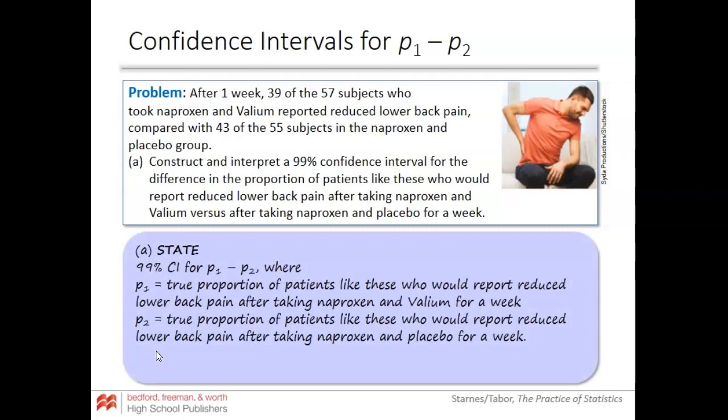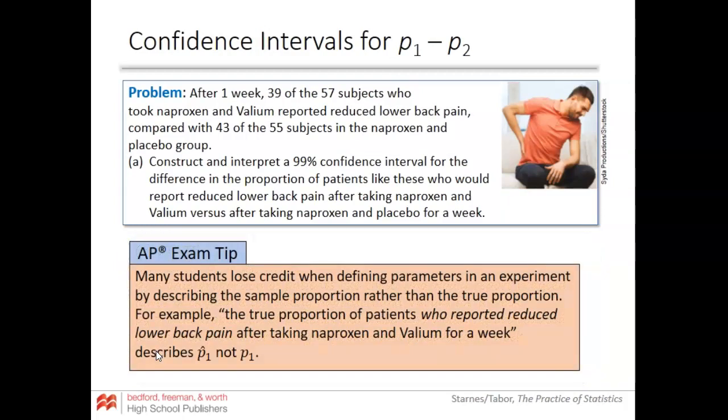So if we think about the state, we want to think about, what are we doing? We're doing a 99% confidence interval for the difference in the true proportions between group 1 and group 2. Now, we could label group 1 and group 2 the treatment and placebo group, so you could do T and P, that would be fine. Or you could write it like this, where you actually define what P1 and P2 are.